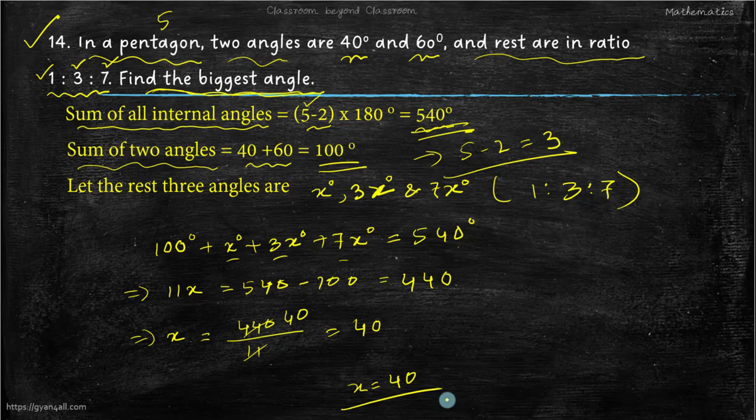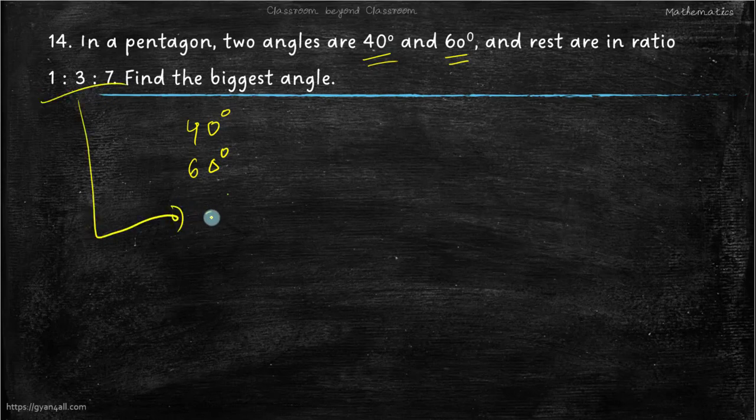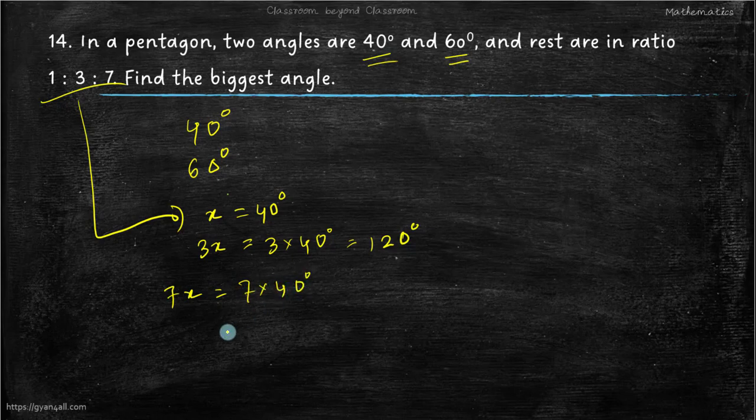Okay, now we have to find out the biggest angle. Two angles are already given, that is 40 and 60. So one angle is 40 degrees, another angle is 60 degrees, and the rest from this ratio we can find: one is x, which is also equal to 40 degrees, next is thrice x, which is equal to 3 multiplied by 40 degrees, that is 120 degrees, and the other is 7x, which is equal to 7 multiplied by 40 degrees, that is 280 degrees. So what is the biggest angle? Definitely 280 degrees is the biggest angle.